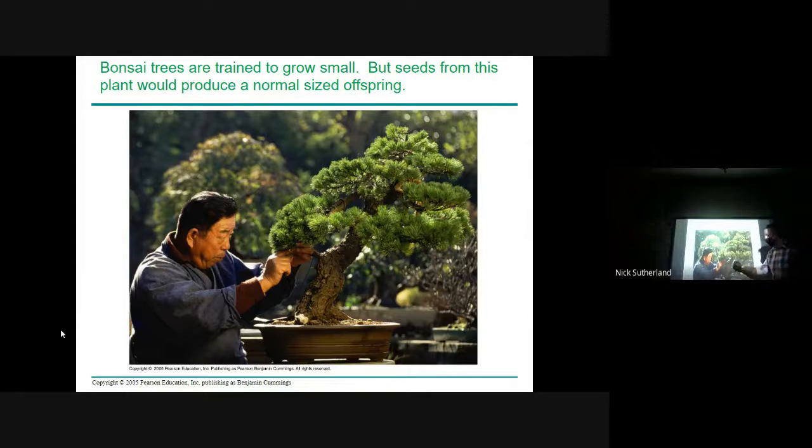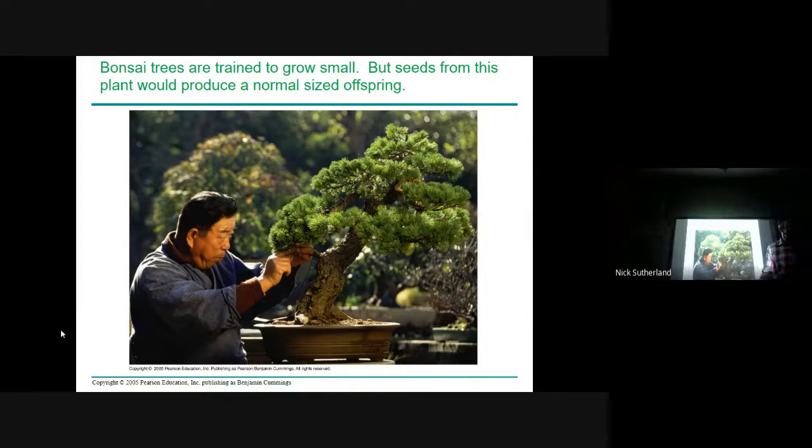But what they do is they train this tree to only grow in a certain way. If we took a seed, plucked the seed right off of this tree here and planted it, it would grow into a 50-foot pine tree. Okay? So this is another illustration of Lamarck just being wrong. This tree right here was trained to do this.